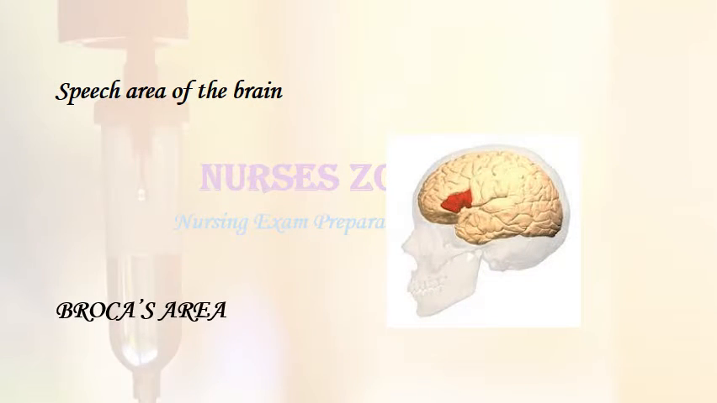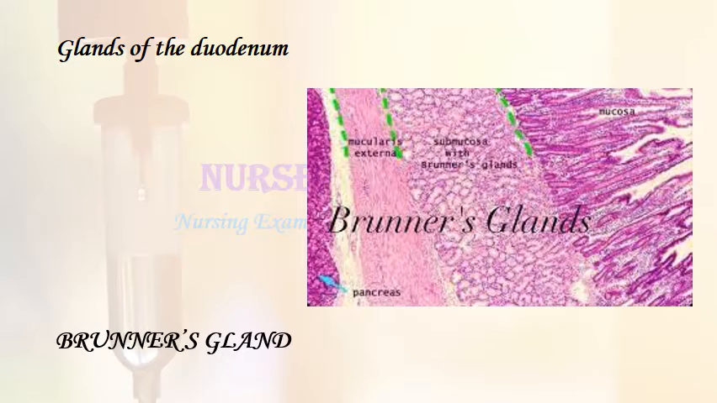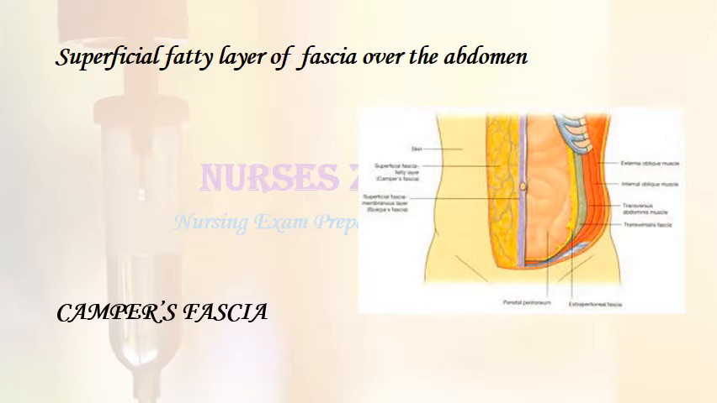Speech area of the brain: Broca's area. Glands of the duodenum: Brunner's gland. Superficial fatty layer of fascia over the abdomen: Camper's fascia.